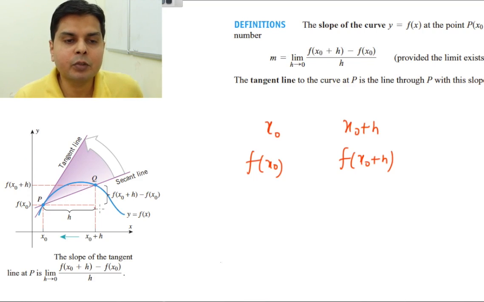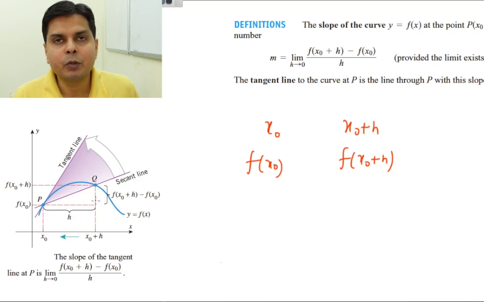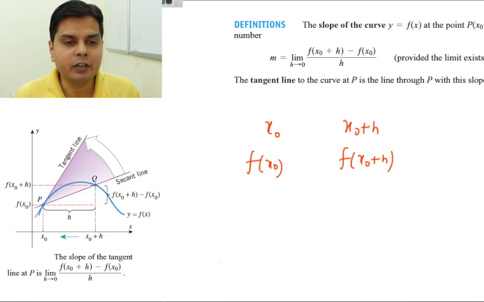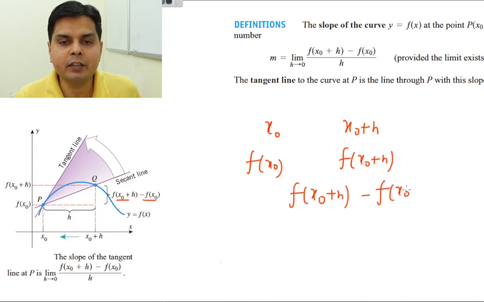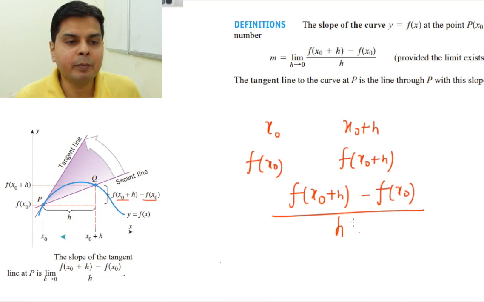Now what will be the slope of this secant? Slope of any line is rise over run, that is this height divided by this base. What is this height? This height is f of x naught plus h minus f of x naught, divided by the base. What is the base? Base is h. So this thing is the slope of this secant line, the slope of line PQ.